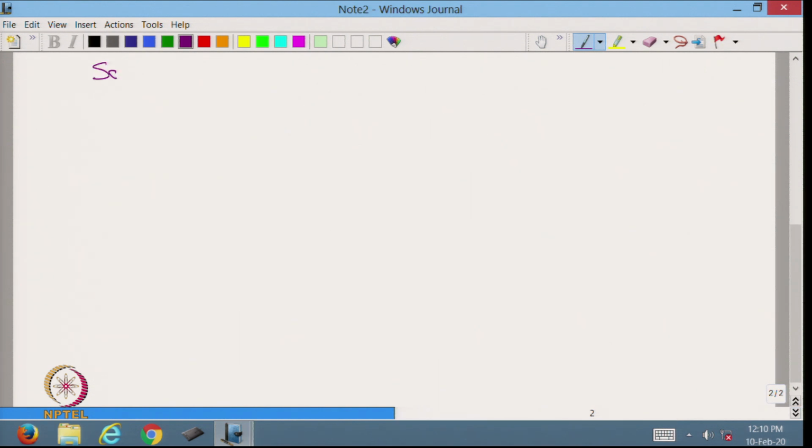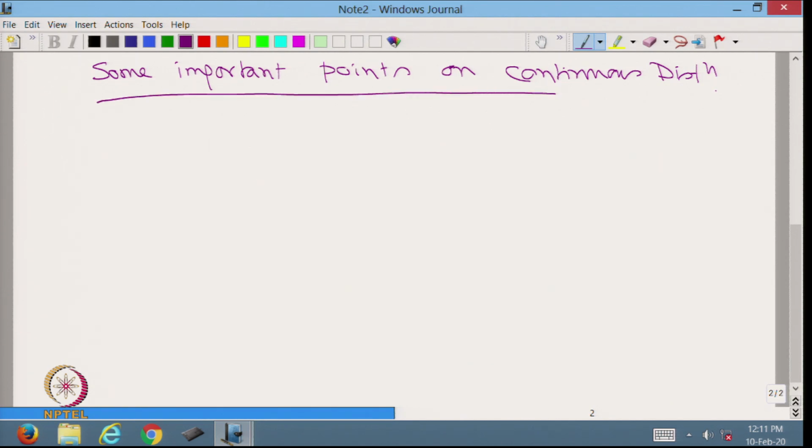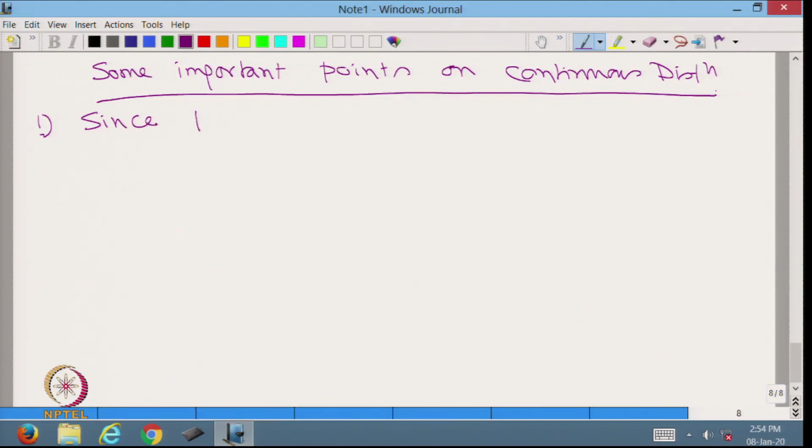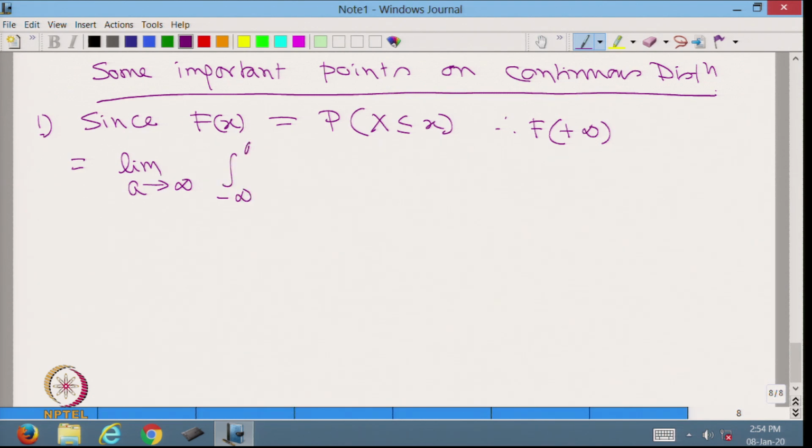Now, let us discuss some important points on continuous distribution. One, since F x is equal to probability x less than or equal to x, therefore, F of plus infinity is equal to limit a going to infinity of the integral from minus infinity to a of f x dx, which we can write as the integral from minus infinity to infinity of f x dx, is equal to 1.